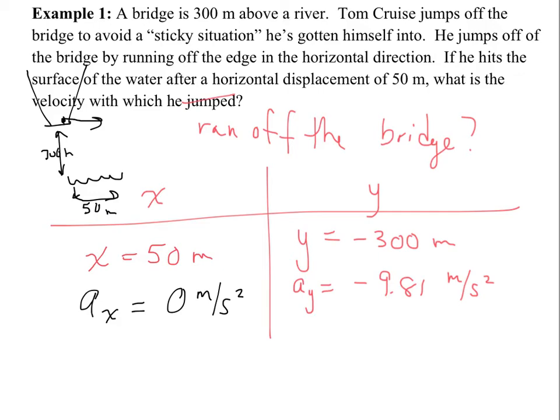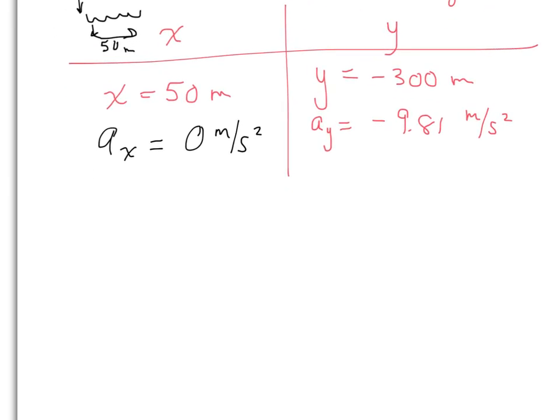So we don't know what formulas we're going to use in the Y direction yet, but I definitely know in the X direction, it's going to be something with X over T. And let's just call this Vix for now, meaning the velocity in the X direction. Okay, I'm going to pause there, where Tom Cruise jumped off the bridge by running straight off.